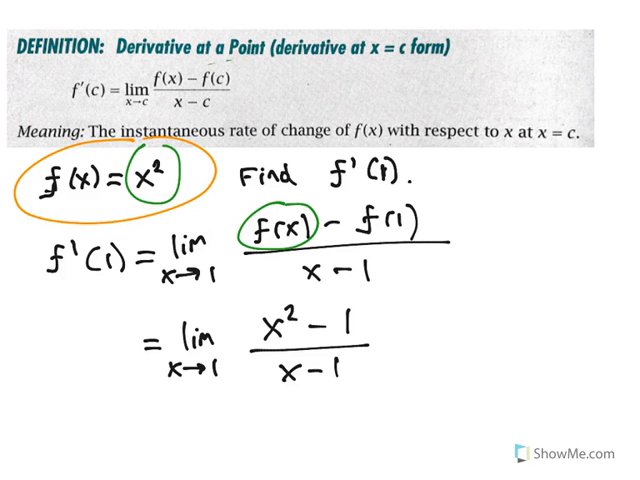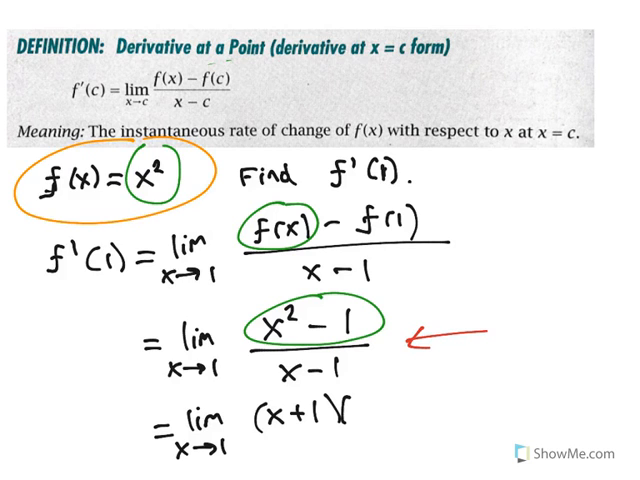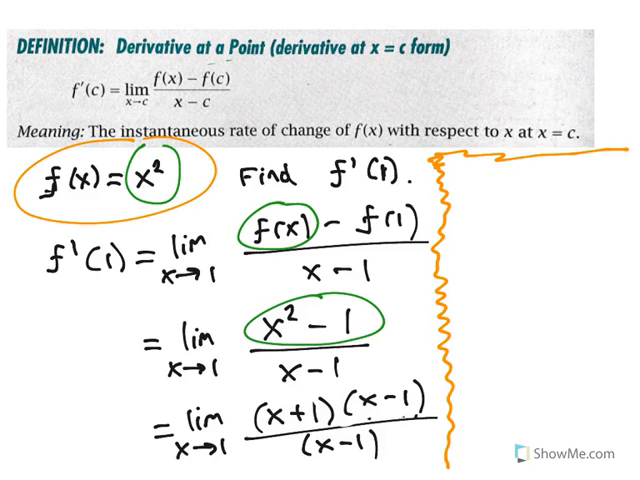And how would we evaluate this limit? You will factor the numerator. You have a difference of 2 squares. So the numerator will factor as x plus 1 times x minus 1, because that's the factoring pattern for difference of 2 squares. And then you're able to cancel the common factor of x minus 1, and that would leave you with the limit as x approaches 1 of x plus 1.